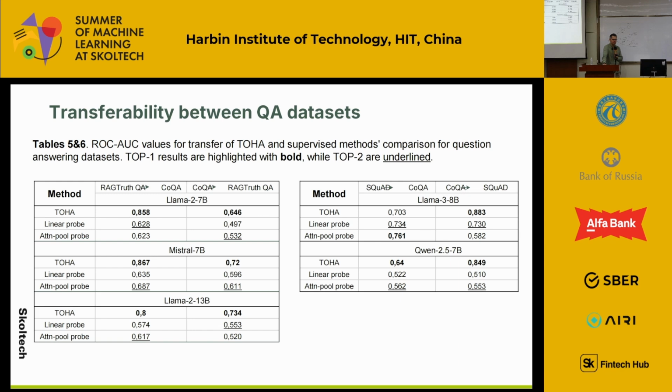Okay, and is it correct that this dataset has 3 columns: first the context, second the question, third the answer? For RAG truth, yes. And for COCA and Squad, I should check. Ah, okay, thank you. Thank you for the questions.